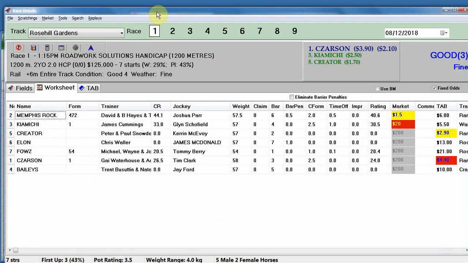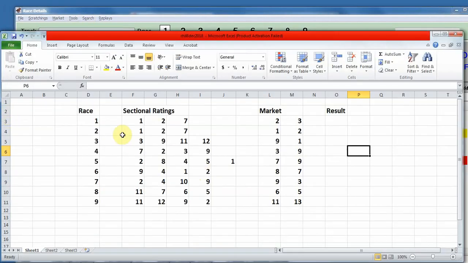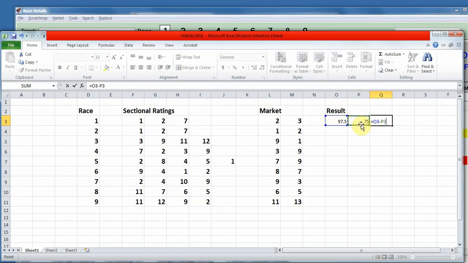Race 1 was won by number 1, $3.90. So yes, we've got number 1 there, so that one won. And so we would have had $25 on that. 25 times $3.90, $97 minus, in this case, 75 outlay. So our profit would have been that one minus that one, $22.50.